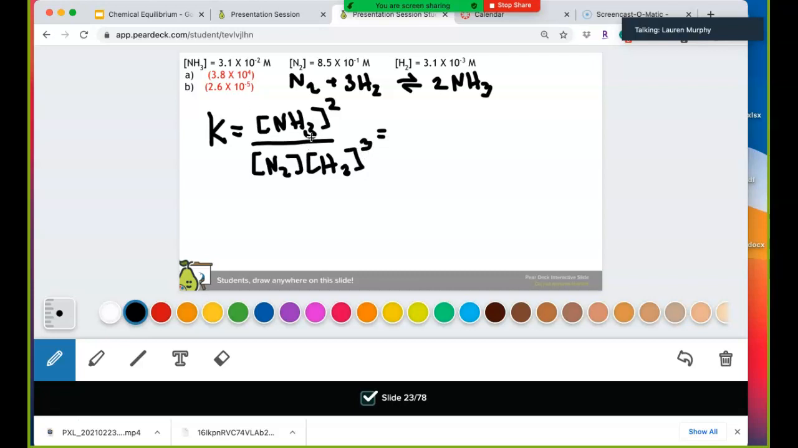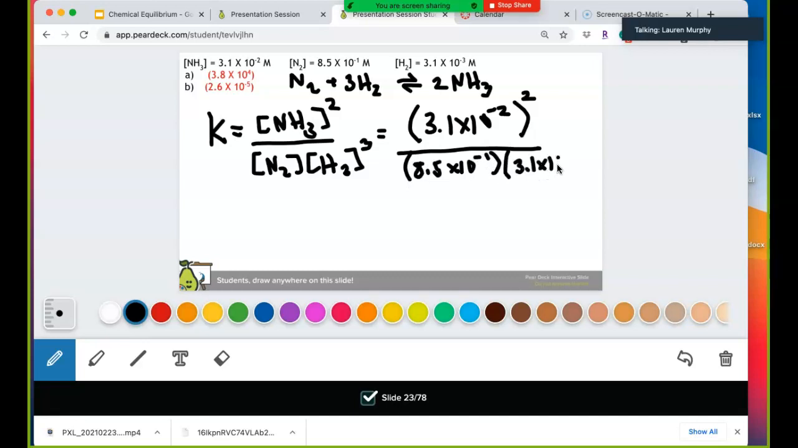Now I'm going to just plug all the given values in for it. Ammonia is 3.1 times 10 to the negative 2, squared, divided by 8.5 times 10 to the negative 1. That's my nitrogen. Divided by my hydrogen, which is 3.1 times 10 to the negative 3. Notice I'm completely ignoring units right now because I know K is unitless, so who cares about the units?